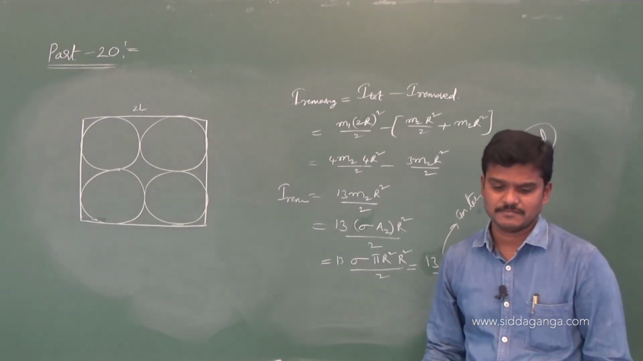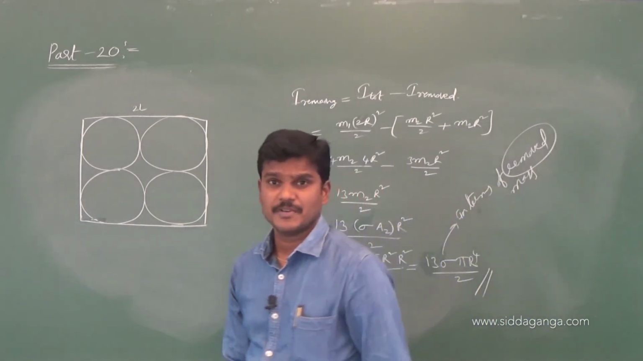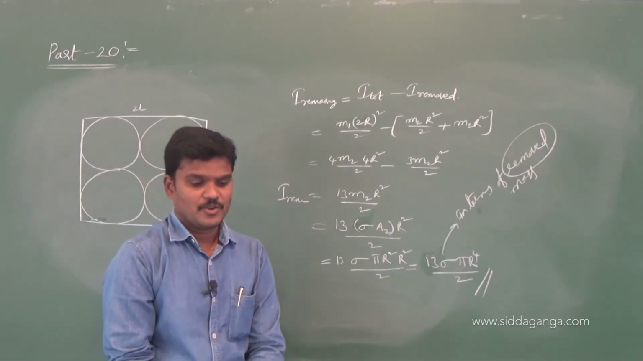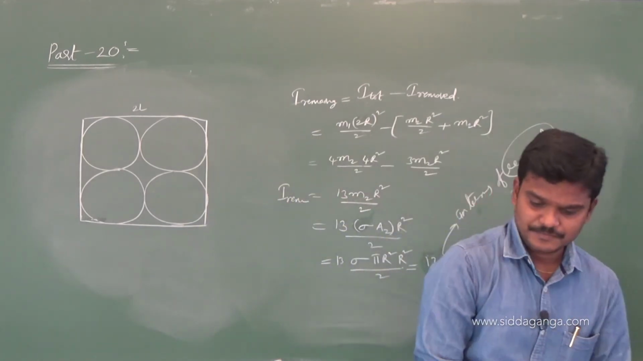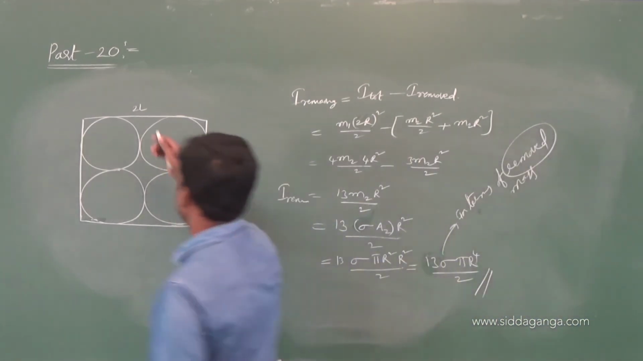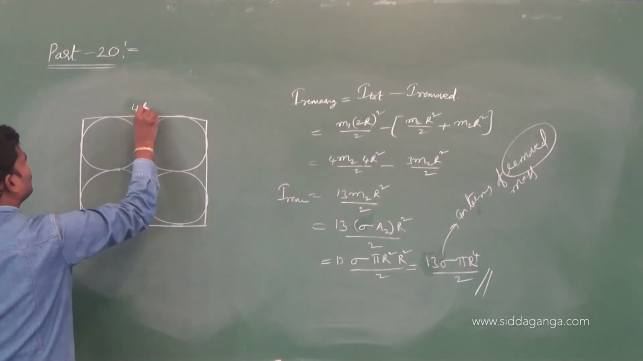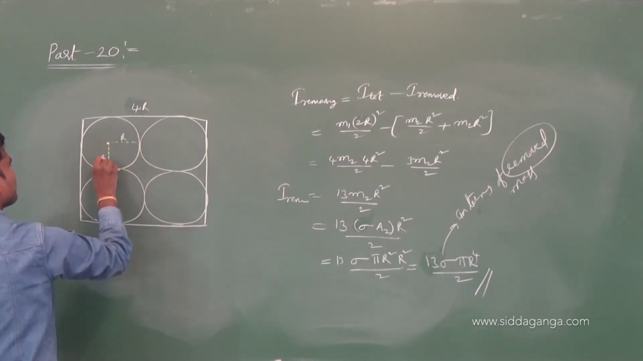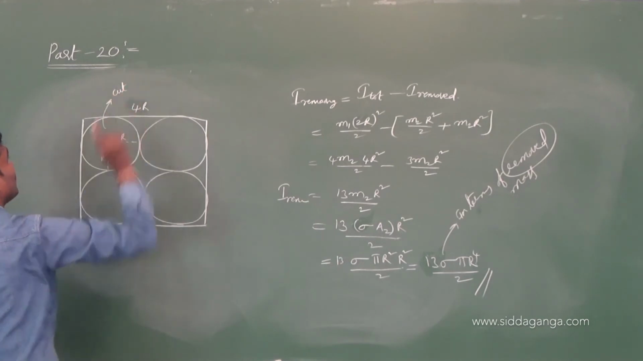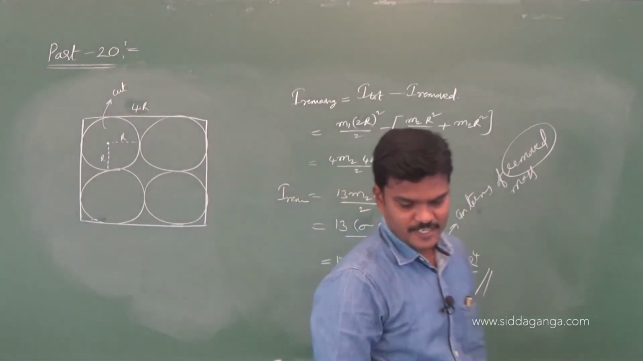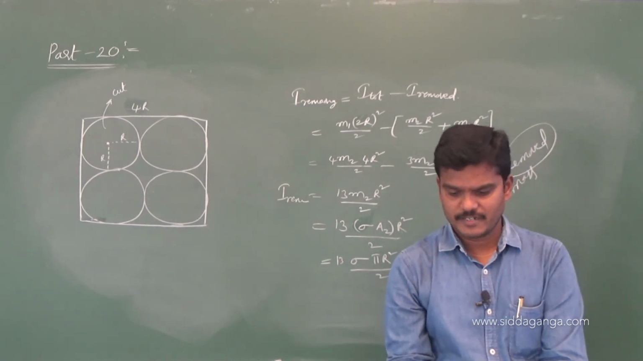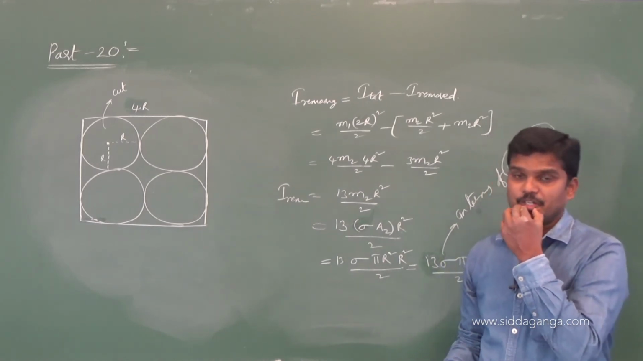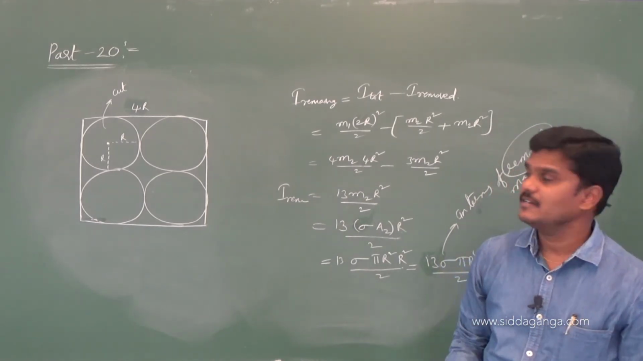4 holes of radius capital R are cut from a thin square plate of side 4R. Then find the moment of inertia of the remaining portion about the center, perpendicular to the plane.